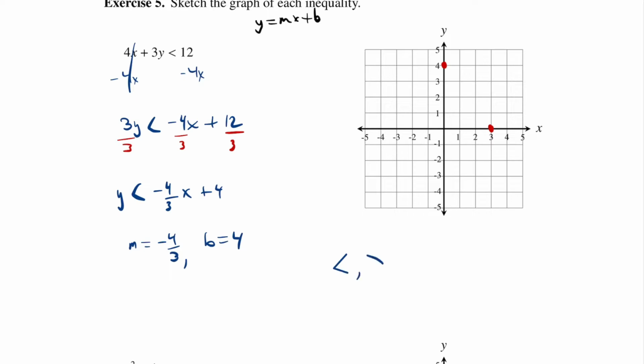Connect these. And because it's a less than, the rule is if it's less than or greater than, it's a dashed line. And if it's less than or equal to or greater than or equal to, it's a solid line. In this case, we have a dashed line.